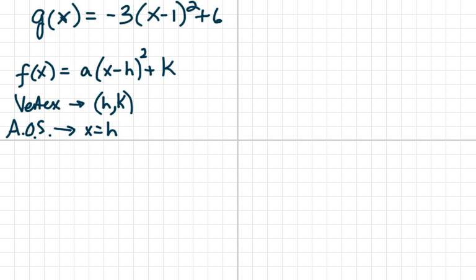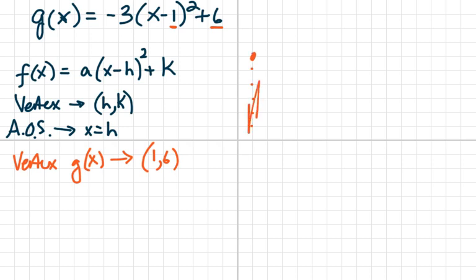Okay, so for our function, let's go ahead and find the vertex of g of x. Well, h is 1 and k is 6, so it's going to be the point (1, 6). Here's the origin. We're going to go over 1 and up 6. 1, 2, 3, 4, 5. Oops, I didn't go up 6. Need to go up 6. It's going to be this point right here. 1, 2, 3, 4, 5, 6. Okay, so that is our vertex.